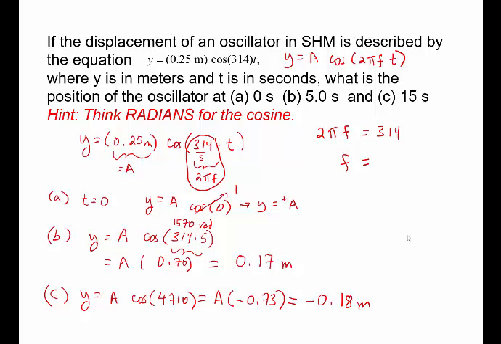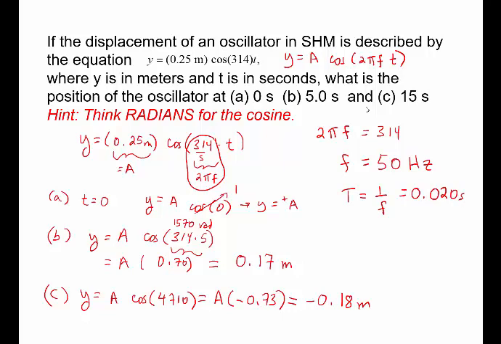And so it's 50 hertz. Our period is 1 over that, so we'll take the reciprocal of 50. And so our period is 0.020 seconds.